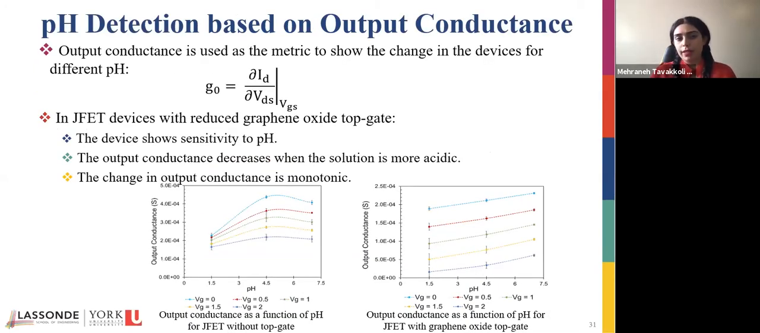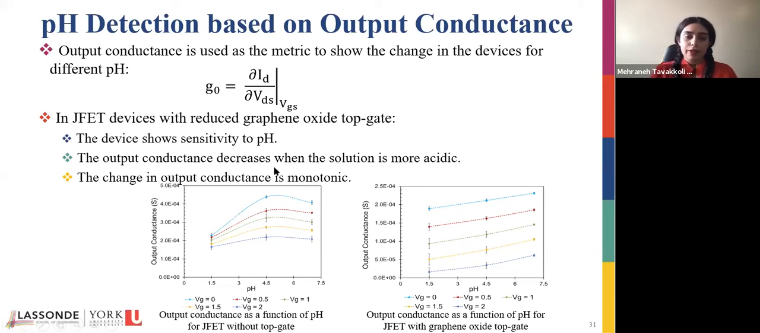The problem was that with the ID-VD curves, we couldn't conclude anything. So we decided to calculate the output conductance and use it as a metric to show the sensitivity of devices to different pH levels. The output conductance is extracted from the ID-VD curves using this formula that you can see here.